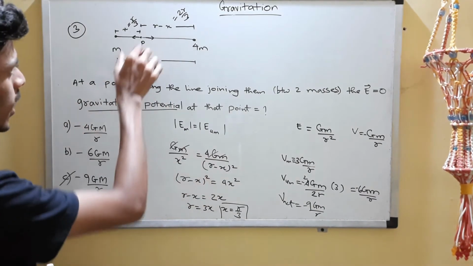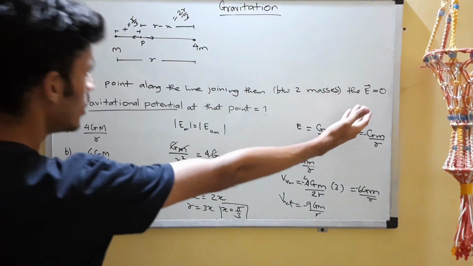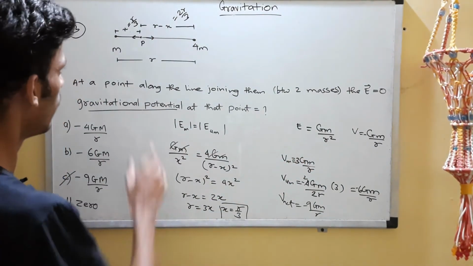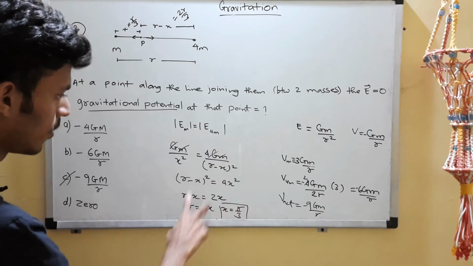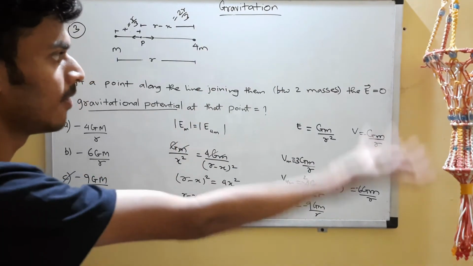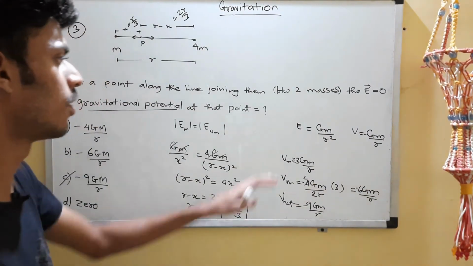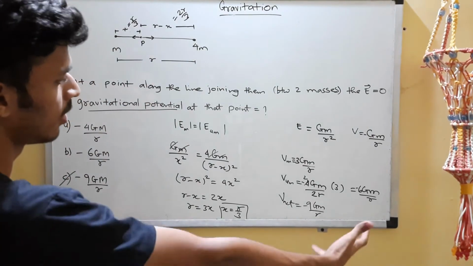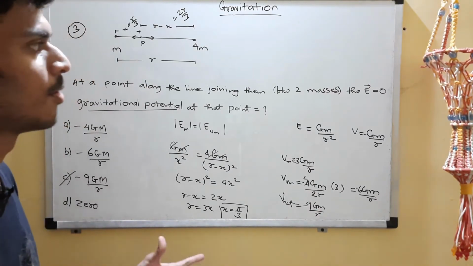So first we equated the field due to this mass and this mass at point P. That was given in the question. The field is 0 because the fields due to this mass and this mass are cancelling out. They are equal in magnitude. We assigned this distance x, and this will be r minus x. Then we used this formula, substituted, and found x in terms of r. So we could locate the point P where the field is 0. Then we found the potential due to mass m at point P, and the potential due to mass 4m at point P. Potential is a scalar, so just add the two values. That is how you do question number 3.